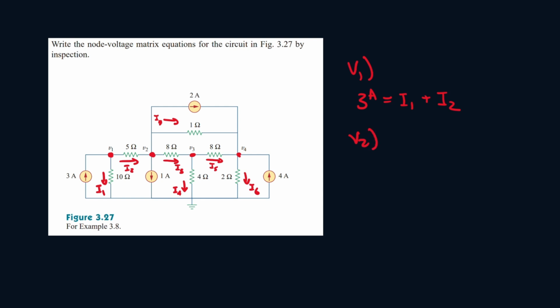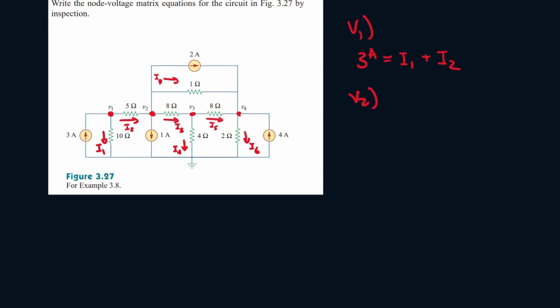For V2, we see I2 enters the node, and we see 1 amp and I3 leave the node, but also the V2 node also counts for this as well, because there's no resistors or current source or voltage source blocking the way. So this whole thing is considered the V2 node. So we do plus I7 plus 2 amps. Those are also leaving the node.